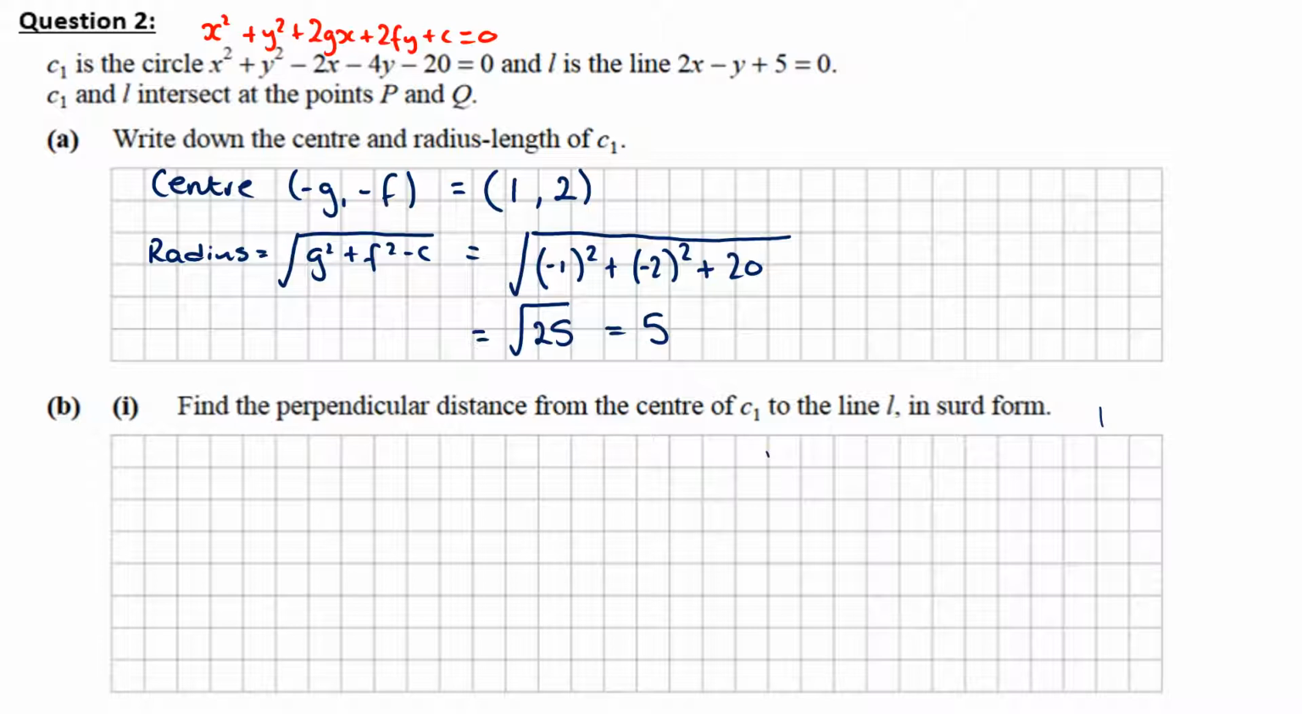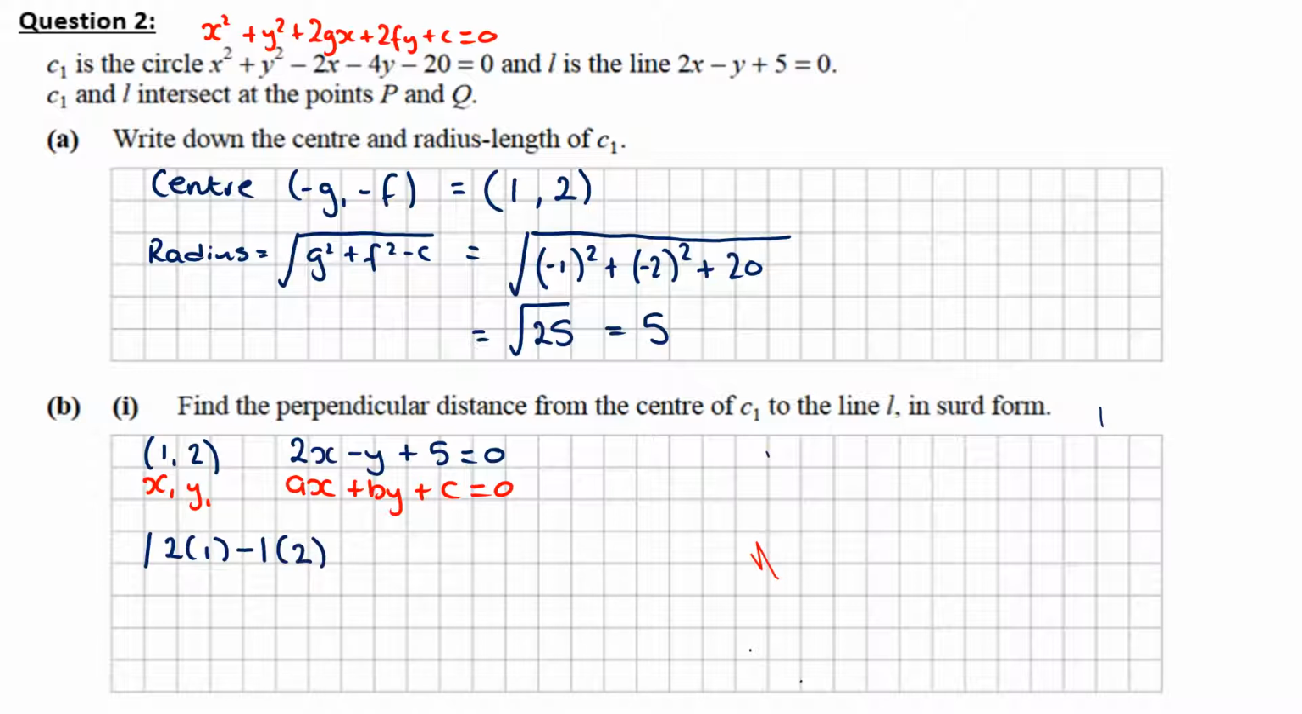Find the perpendicular distance from the center C1 to the line L in surd form. So our center is 1, 2. Our line is 2x minus y plus 5 equals 0. I'm going to label our point x1, y1. Our line is ax plus by plus c equals 0. Our formula, which is on the top of page 19, is ax1 plus by1 plus c, all in absolute value signs, over the square root of a squared plus b squared.